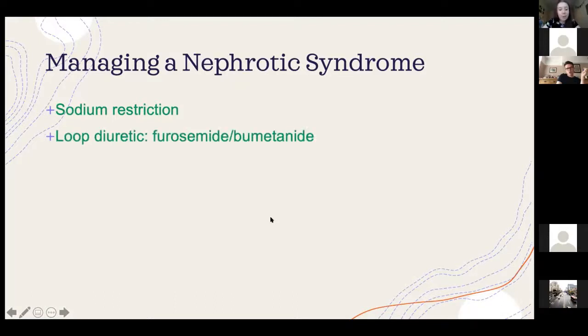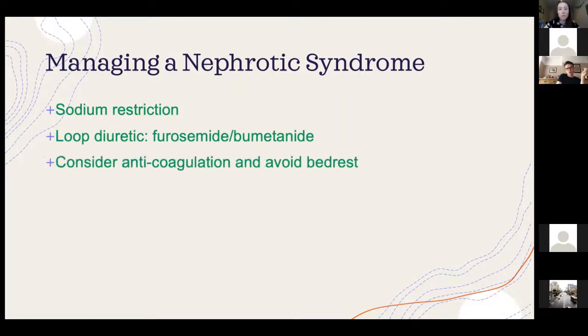You want to give them a diuretic, which can often feel a bit unusual when you're thinking about an AKI and kidney dysfunction, but with a glomerulonephritis, they're often very, very edematous. So you do just want to get that fluid off them as quickly as possible. You want to consider anticoagulation, and you want to keep them as active as possible, because one of the main complications of a nephrotic syndrome is a thromboembolism. So if they're quite high risk anyway, you want to give them some anticoagulation.